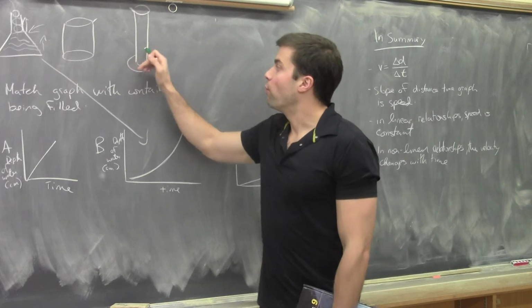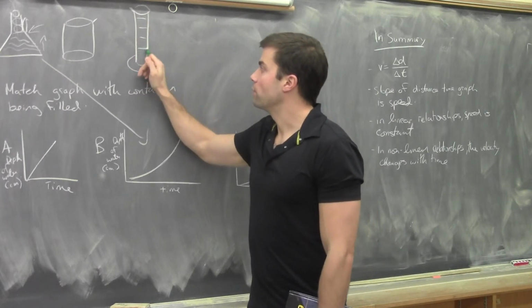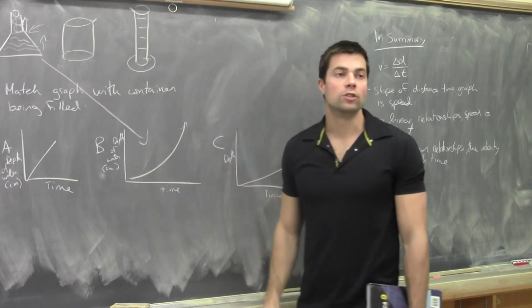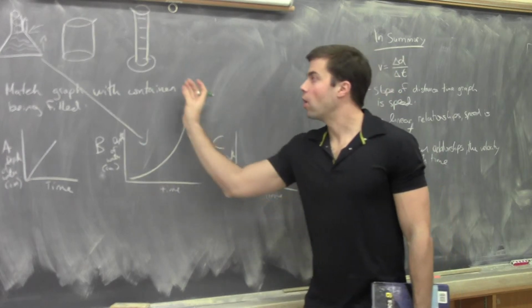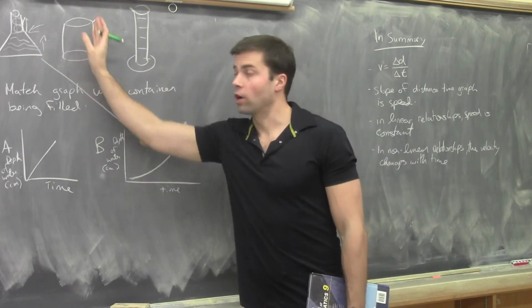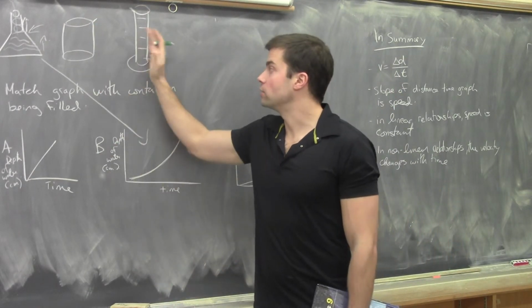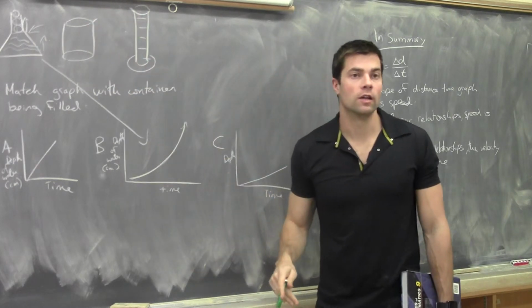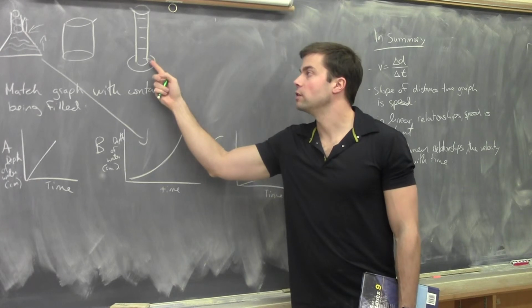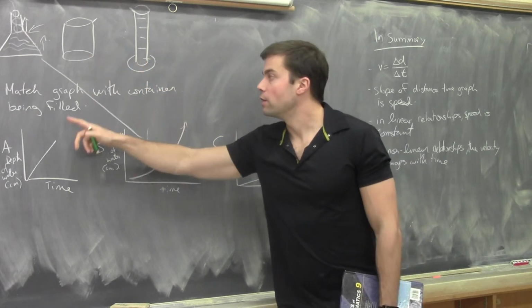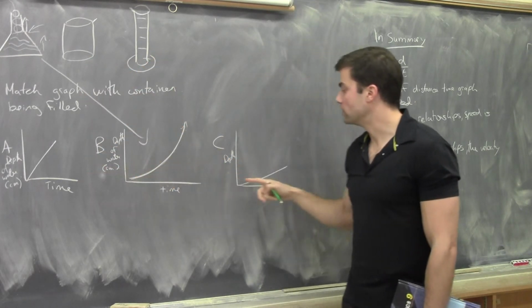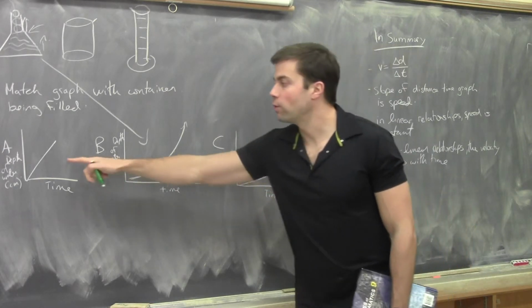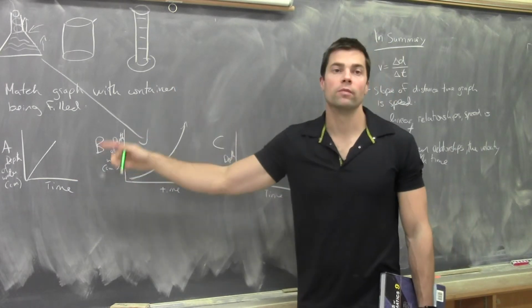So that leaves these 2. Both of them are cylinders. Okay, so they both have the exact same shape. They both have a constant cross section. There's no change in these. The rate at which it's going to fill up is going to be constant because the diameter doesn't change. So the only question is then, we know they're both going to be straight lines. The only question is then which straight line goes with each shape?